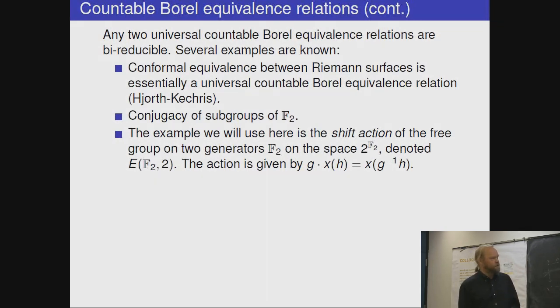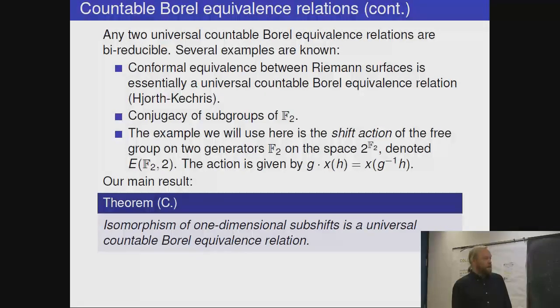The nicest one, from a combinatorial standpoint, that gets used the most is what we call the shift action. So we take the free group on two generators and look at 2 to the F2. Think of this as all of the functions from our free group to the set {0, 1}. Or you think of it as labeling each element in the free group by either a 0 or 1. And we define what we call the shift, an action of F2. If you think of it as labeling the Cayley graph of F2 by 0s and 1s, we take a group element and slide that labeling along the Cayley graph, which gives a new labeling. And two sequences are equivalent if one of them can be shifted to the other.